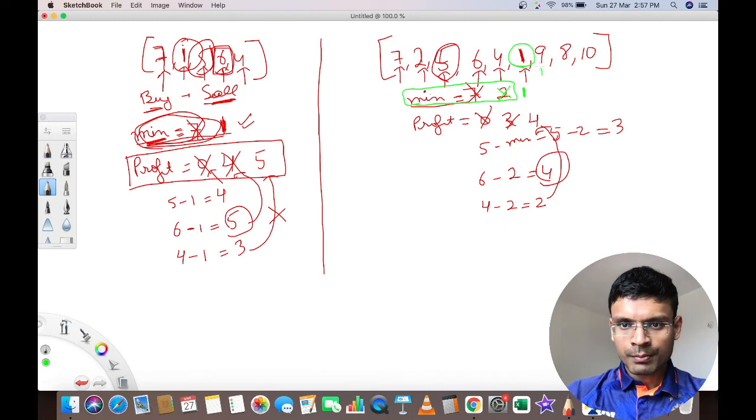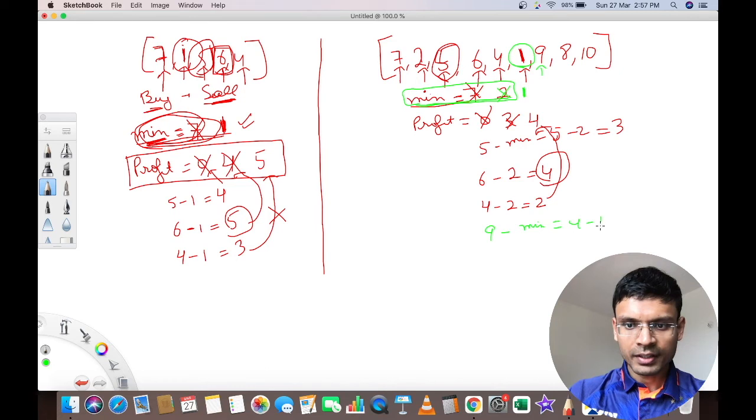So now we come to this 9. We see that 9 is greater than 1, so we don't update the min value. We need to again calculate the profit. So profit will be 9 minus new min. New min is 1. So the profit is 8.